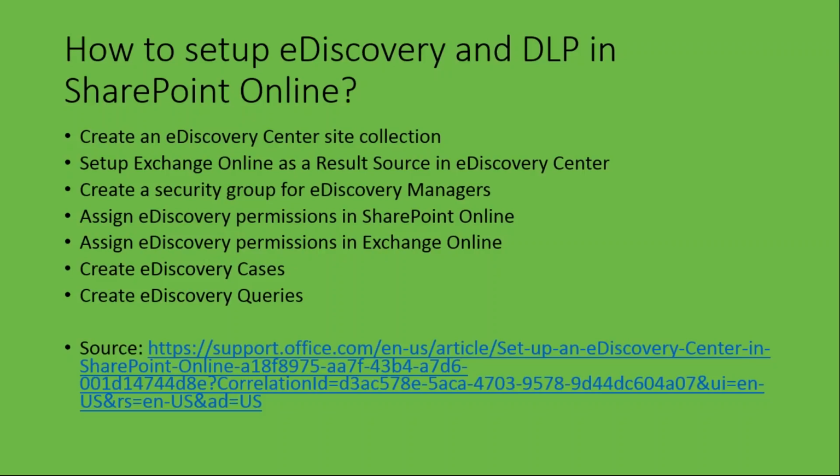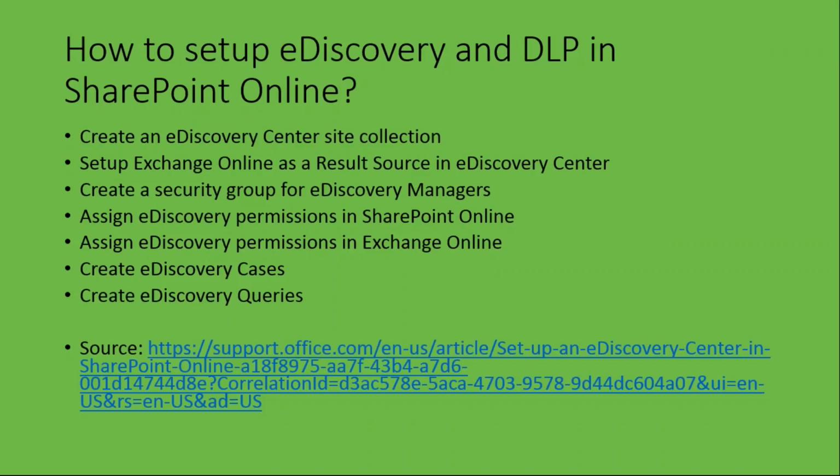After we do that, in order to find the document in Exchange Online, we set up Exchange Online as a result source in the root site of the e-discovery center. Here we have to remember that we have to set up the result source in the root site only, not in the subsites. Then we create a security group for e-discovery managers who will come to that site collection, do the query, and find out the sensitive documents.